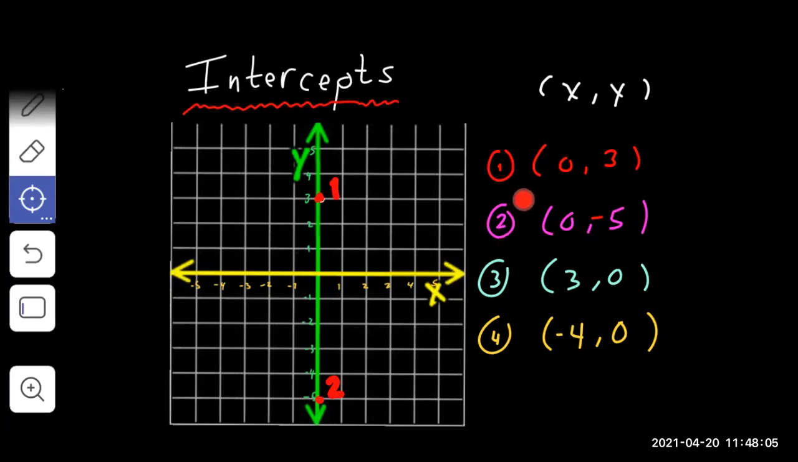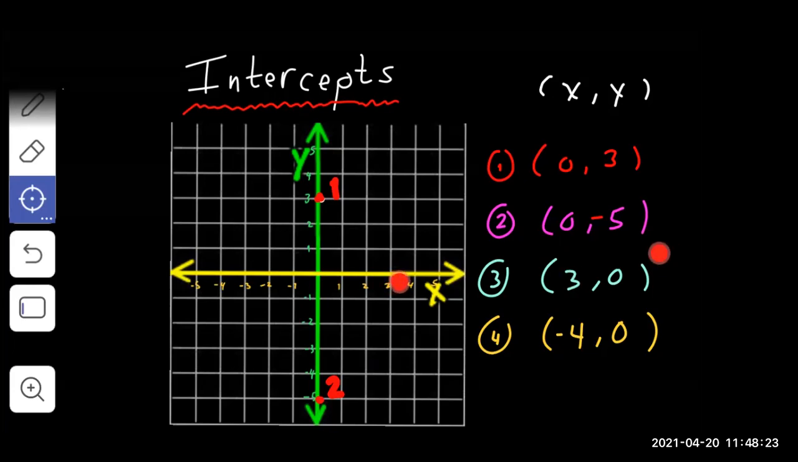Let's represent point number 3. Point number 3 is 3 for x and 0 for y. Negative 2? No, mister, it's positive 3. Okay, calm down. 1, 2, 3. 3 for x. And how many for y, guys?